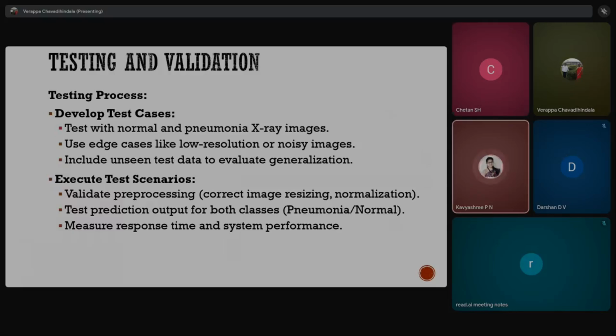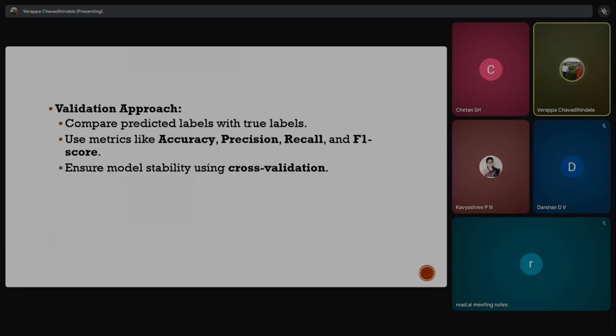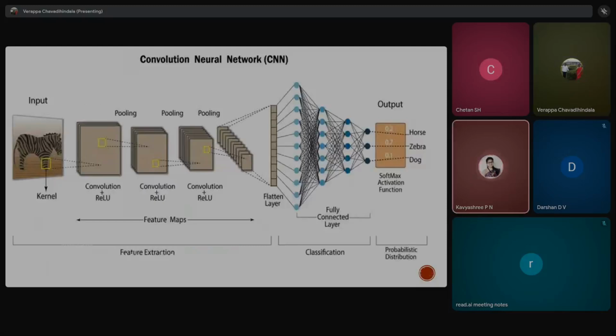You have directly moved to the testing and validation. Where is the system design of the convolution neural network? It would have been in the previous slides. Okay, okay. Yes, ma'am.